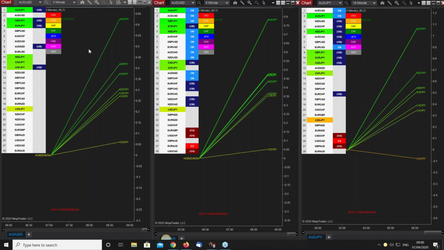You go back to your CSI. Where are my currencies individually in terms of overbought, oversold? Is this looking like a reversal opportunity? And then you judge accordingly.